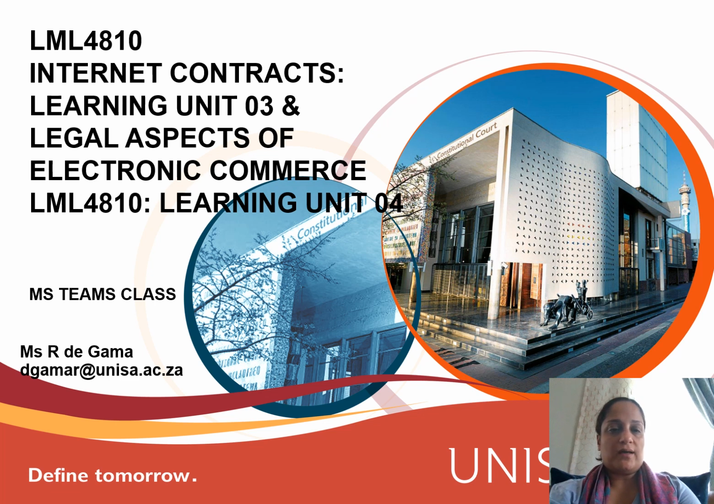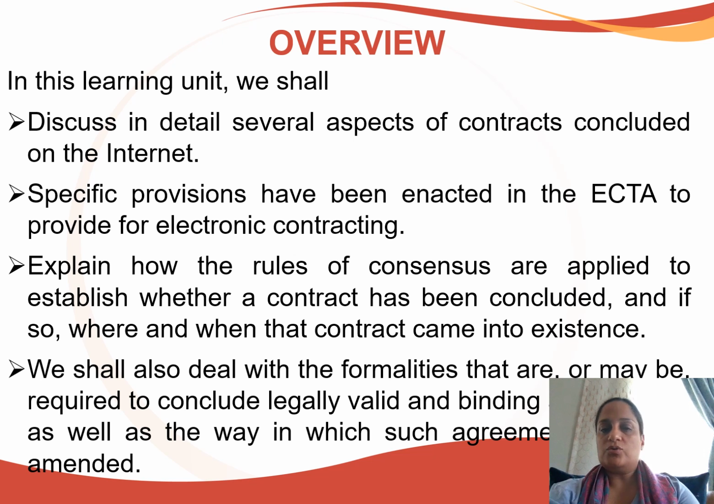So we look at internet contracts, that's learning unit 3, and legal aspects of electronic commerce, and that is learning unit 4. This builds upon the background and basics that we talked about in learning units 1 and 2. So what will we do here? We will discuss several aspects of contracts. For example, when does a contract come into being? Specific provisions that are enacted in the ECTA, rules of consensus, and so forth.